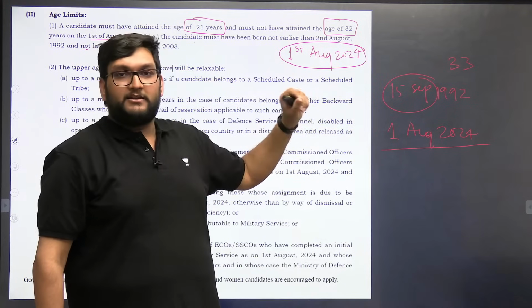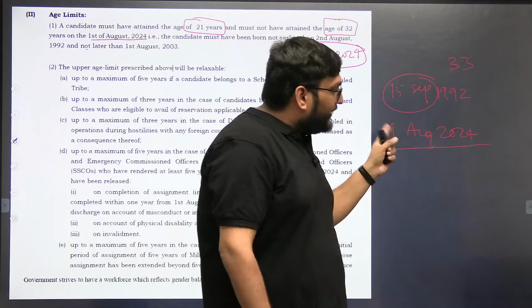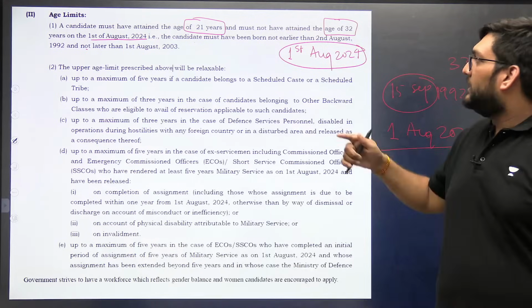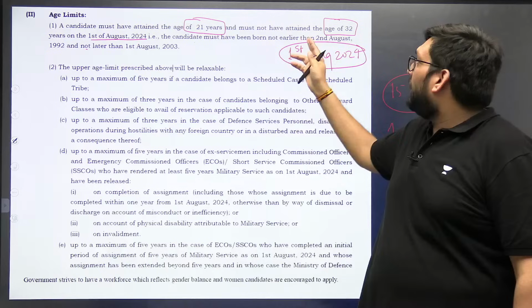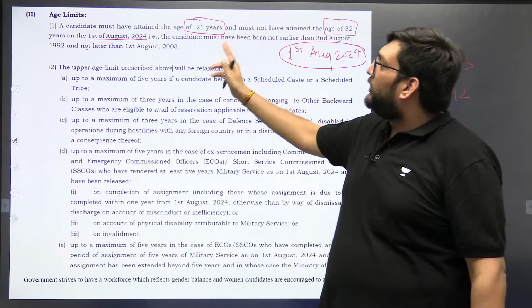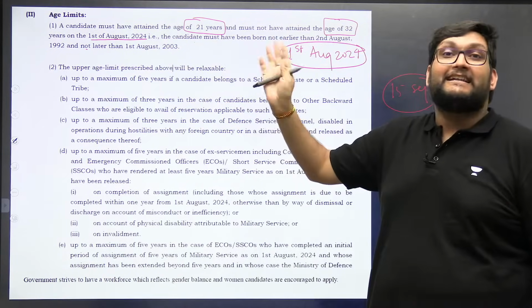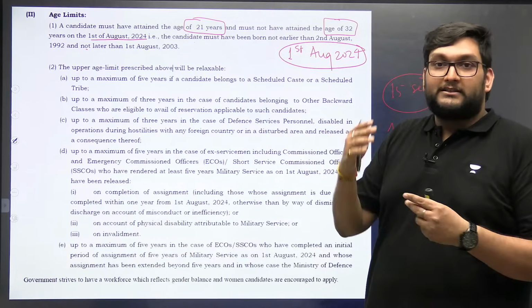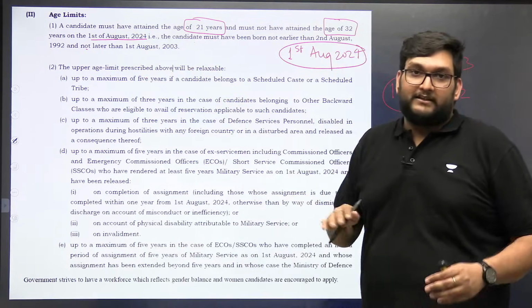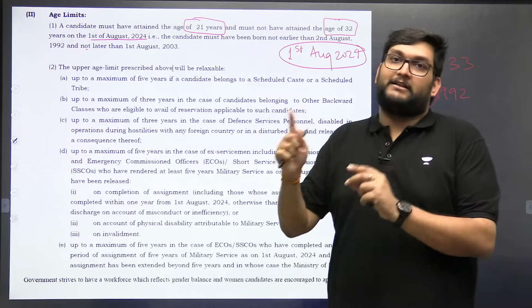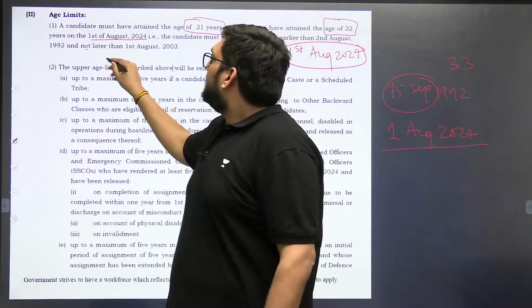This is where UPSC is very clear that 1st August is the date which is counted. So please be very, very clear that your birthday should not be before 2nd August 1992, and your birthday should be after 1st August 2003. Then only you're between 21 and 32. This is for a general candidate.